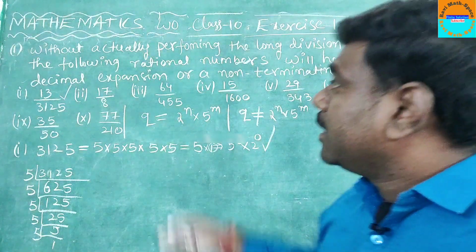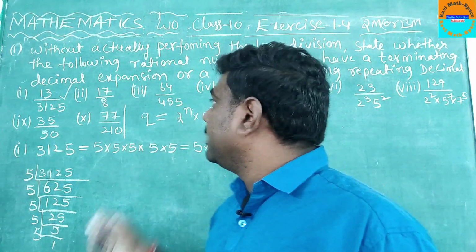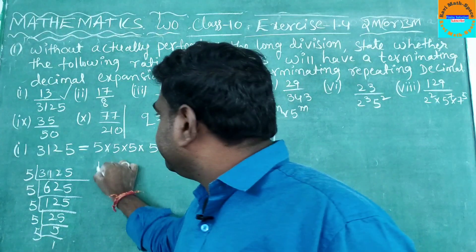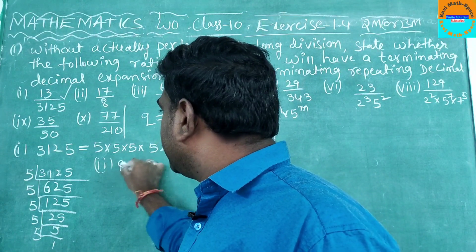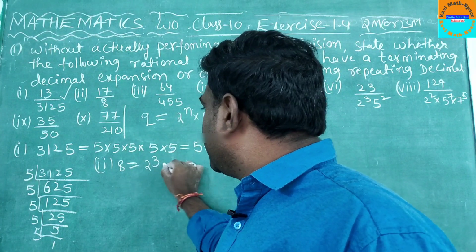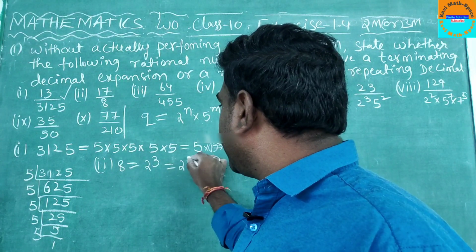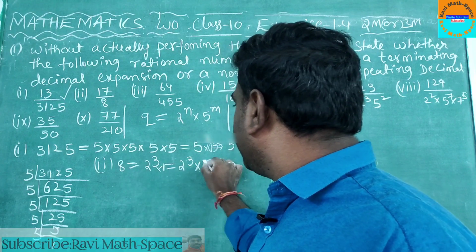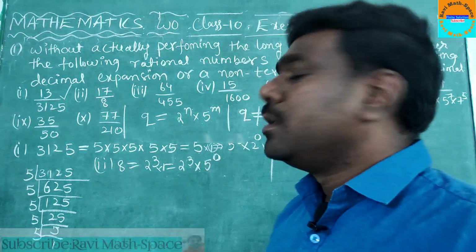17 by 8. Yes, by seeing only we can say. What is the denominator here in the second problem? 8. What is the prime factorization of 8? 2 cube. So this 2 cube I can write as 2 cube into 1, and this 1 I can write in the form of 5 power 0.